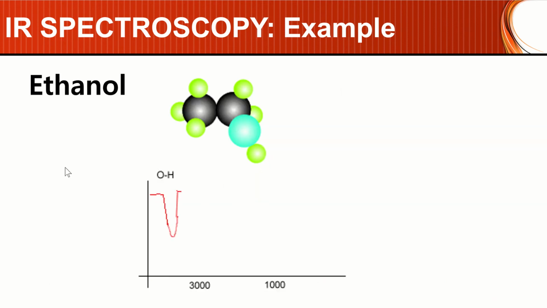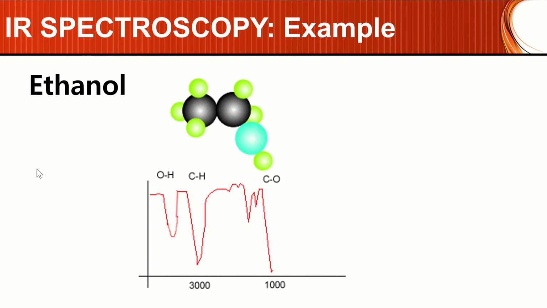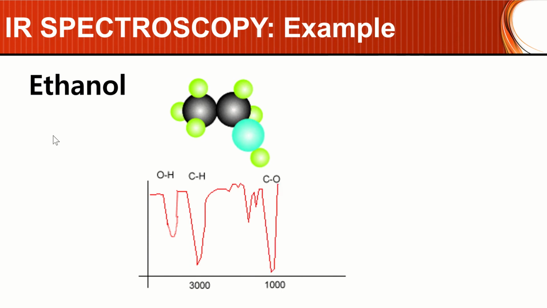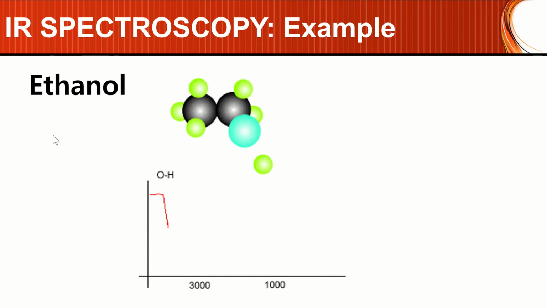All right, so this is another example here. This is ethanol, right? And I like this animation because it tells you which peak corresponds to which functional group, right? So here we know the structure of ethanol, do we?